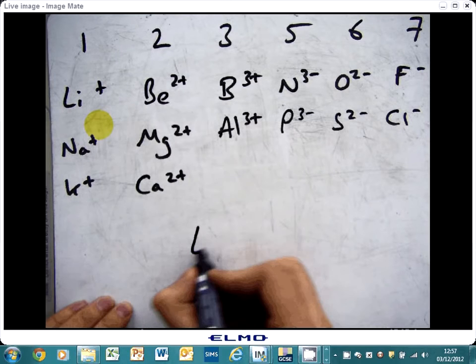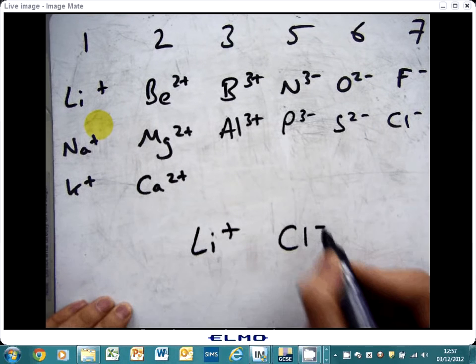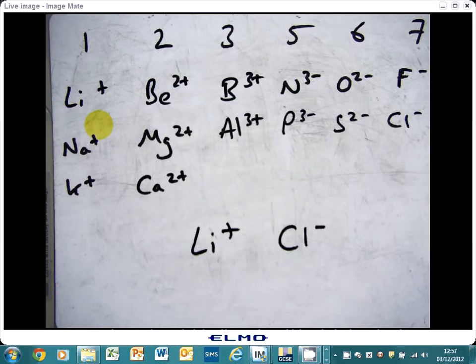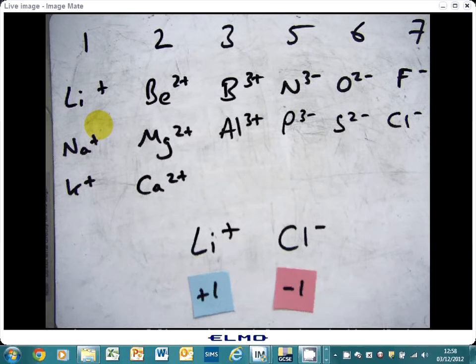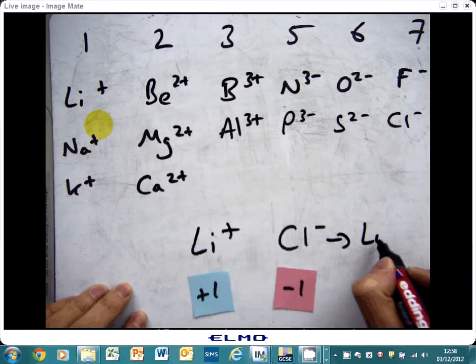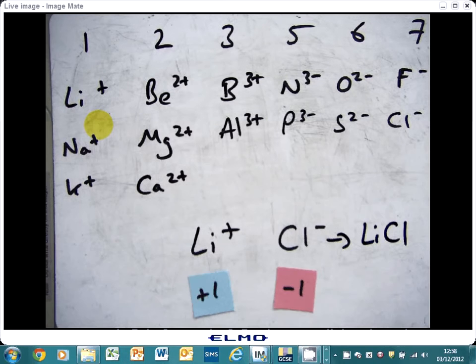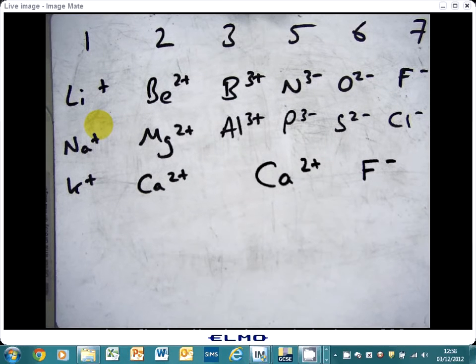So for example, if we go with lithium and chlorine, you need to be able to work out whether lithium chloride is LiCl2, LiCl, LiCl3, and so on. The easiest way to do that is to think that the charges have got to be balanced. So you've got to have the same number of positives as you do negatives on either side. So if we've got one positive and one negative, this is already balanced. So I have LiCl. My formula for lithium chloride is LiCl.